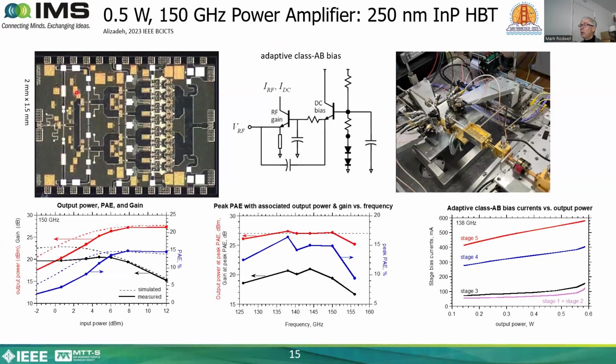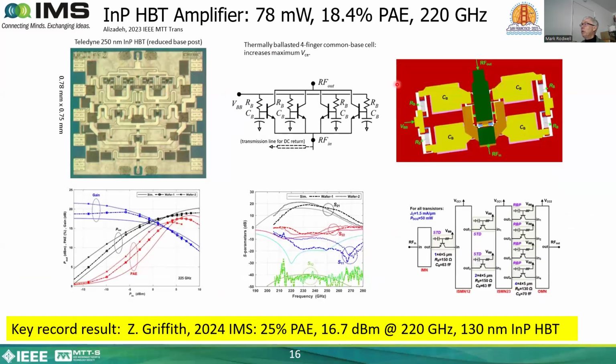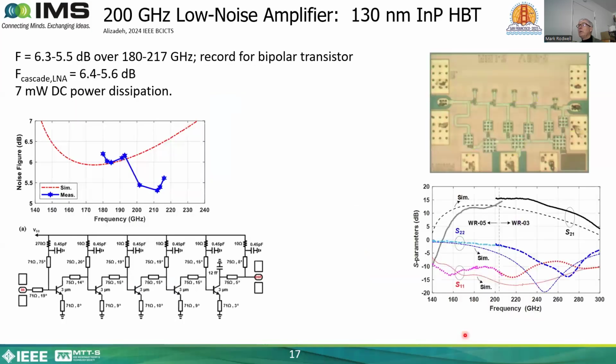Here is an approximately half watt power amplifier at 150 gigahertz in the Teledyne 250 nanometer technology. The power added efficiency is about 15 or 16%. Here is another power amplifier, again in 250 nanometer HBT technology, at 220 gigahertz. The efficiency is about 18%. The output power is a little bit more than 75 milliwatts. There have been yet better results by Zach Griffith and colleagues at the last IMS, with up to 25% power added efficiency at 220 gigahertz. And I encourage you to track down that result.